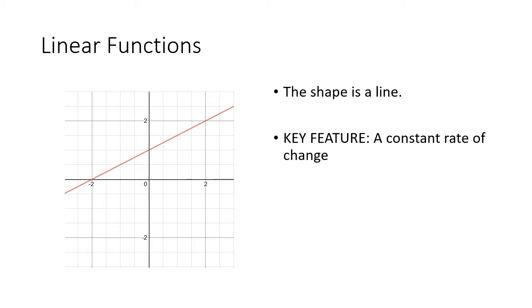So the first function we looked at was linear functions. And these are typically the most straightforward of our functions. A linear function is, well, a line. And its key feature is that we have a constant rate of change. Anything that happens at a constant rate, well, that's something we're going to model with a linear function.